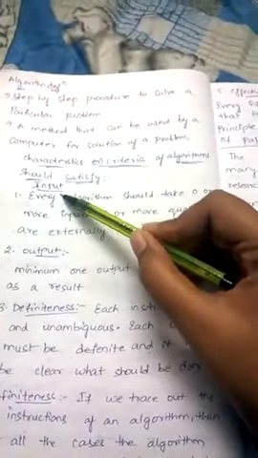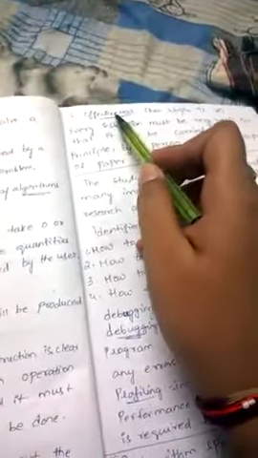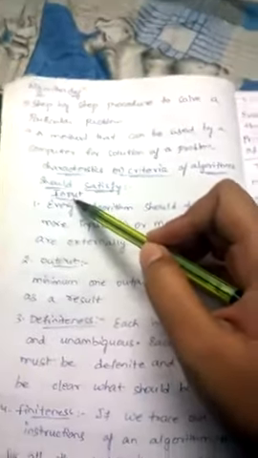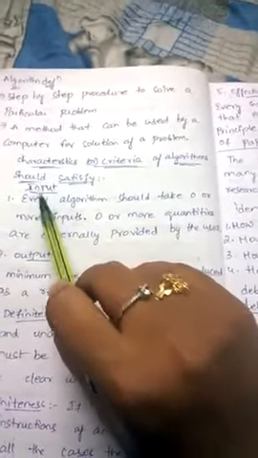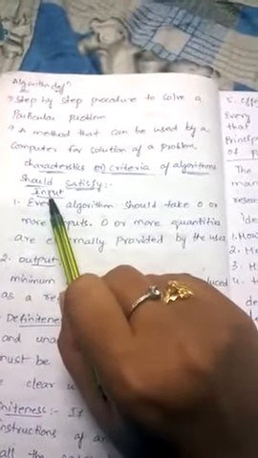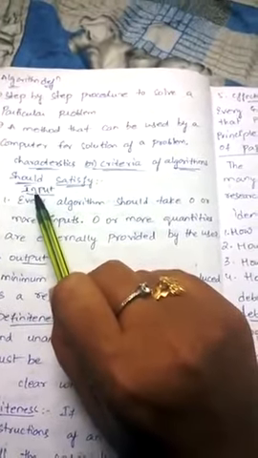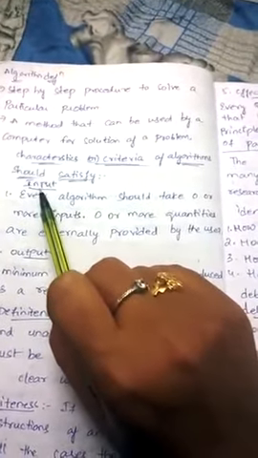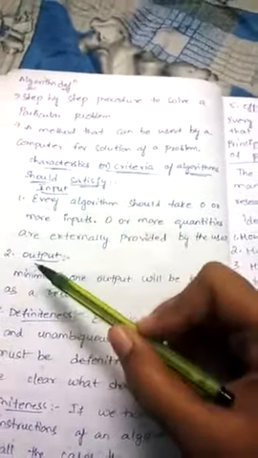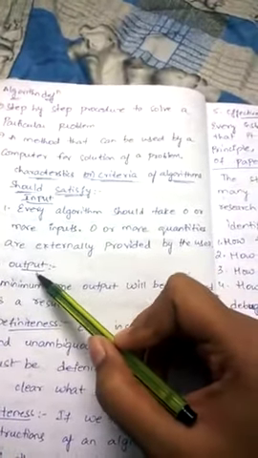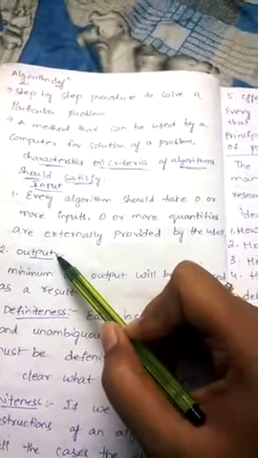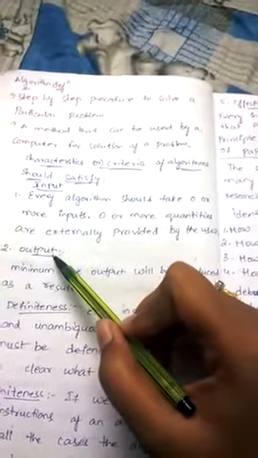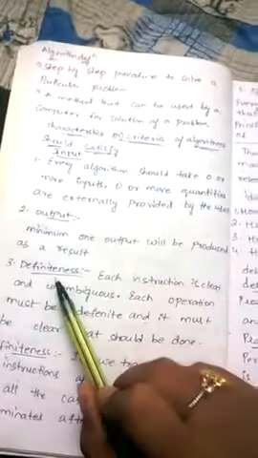Now coming to the characteristics of algorithm or the criteria of algorithm. An algorithm must have input, output, definiteness, finiteness, and effectiveness. Coming to input, an algorithm may or may not take inputs. Like, there is no need to give input for some algorithms, but for some algorithms we have to give input. Coming to output, the algorithm which we wrote should give a minimum of one output, then only we can say that the algorithm is correct, it is working properly.